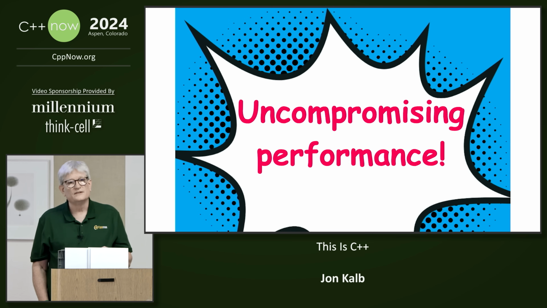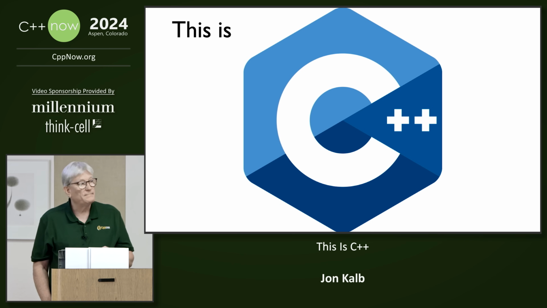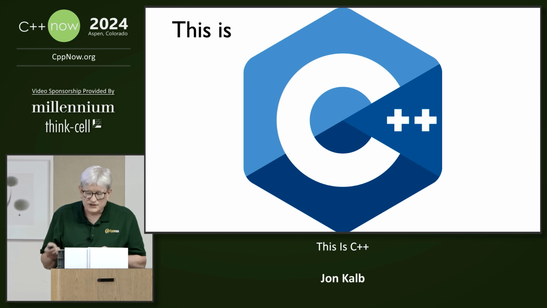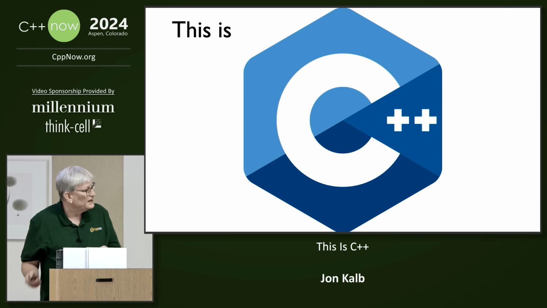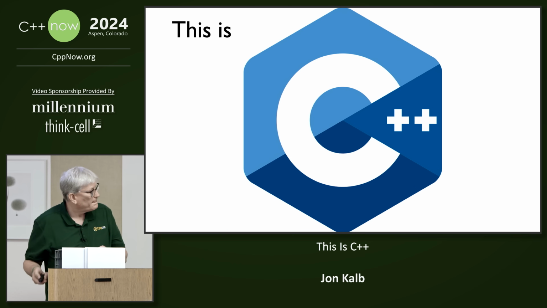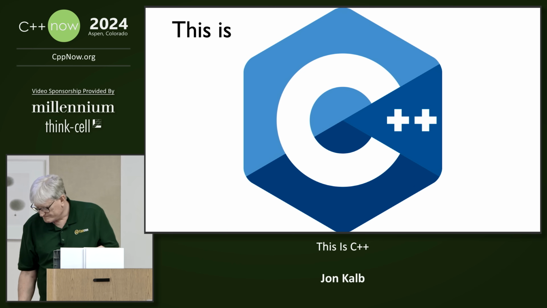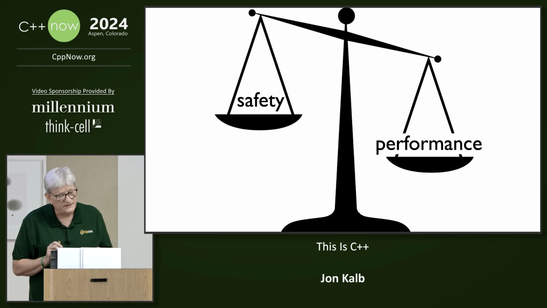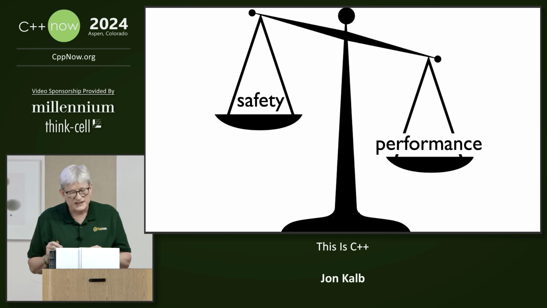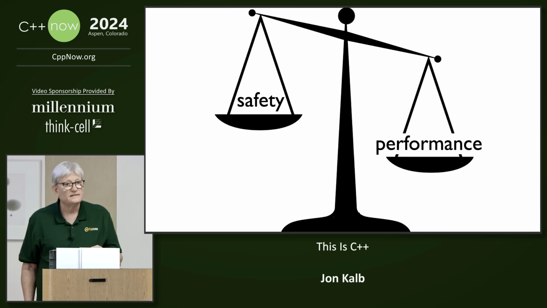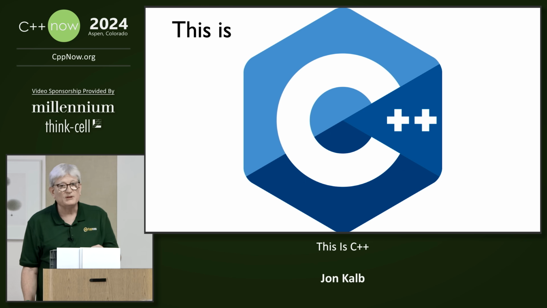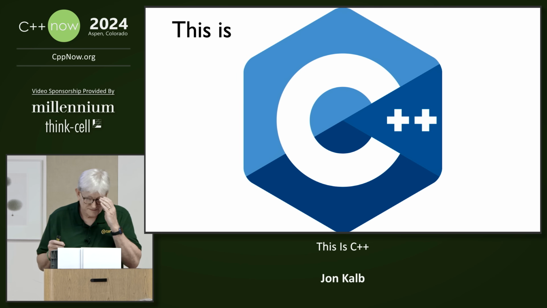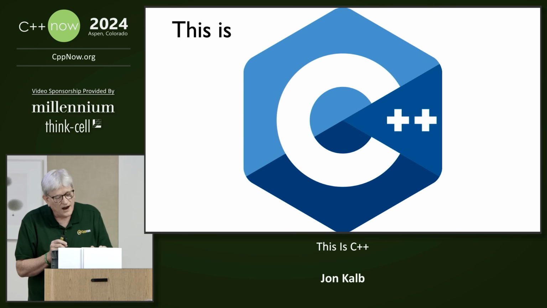Why do we make that choice? Because this is C++. When faced with a trade-off that gives us better safety at the cost of performance, we don't accept that trade-off. Why not? Because this is C++. James, you're supposed to be saying this with me. I'm sorry, yeah. This is C++. There you go. All right.